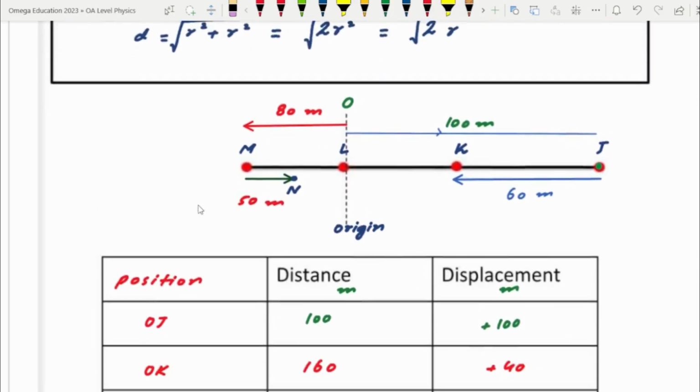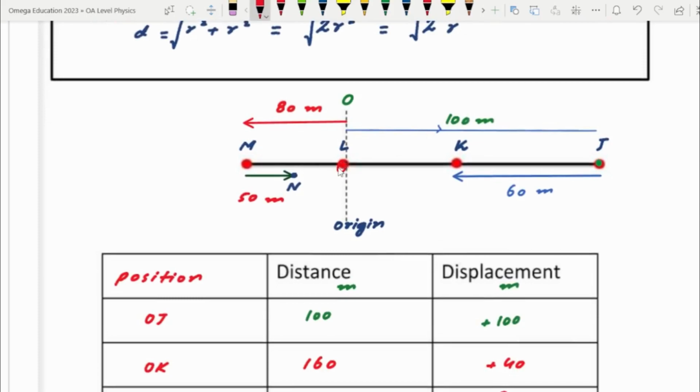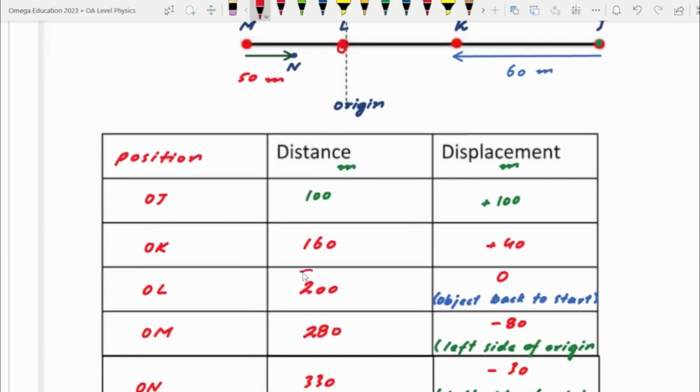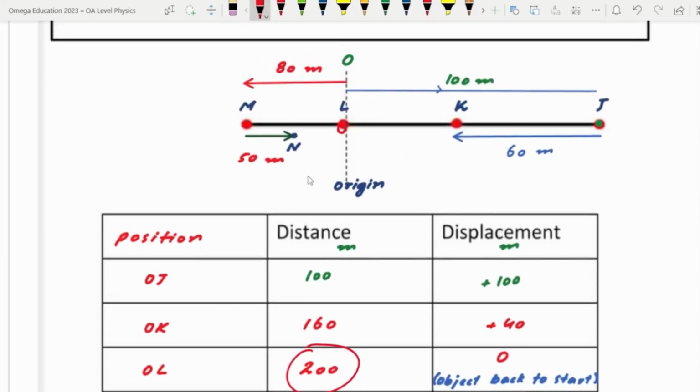Then O to L. O to L is basically the same point. First we move towards K, move towards J, then we move back towards K, and then we continue moving to the same point. So 100 meters going over the right side, 100 meters coming back to the same point. What is the distance? 200 meters. And what is the displacement? 0, because this is the starting point and the same is the end point. So whenever you get the same start and end point, the displacement is 0, because the shortest distance does not exist.